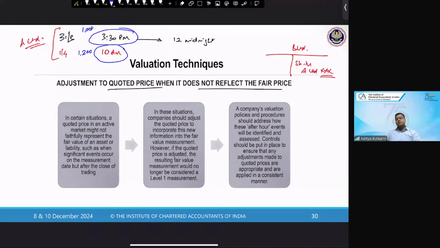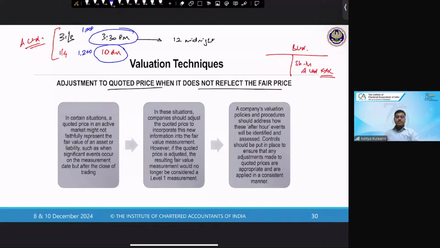So now my question to you is, what are you going to pick up as your fair value? Will you pick up 1,000 rupees? That is the closing valuation on 31st March. Or will you say that, no, there has been a significant event which has happened on 31st March, and therefore 1,000 rupees is not an accurate representation of the fair value. 1,200 is an accurate representation. What are your thoughts on this?